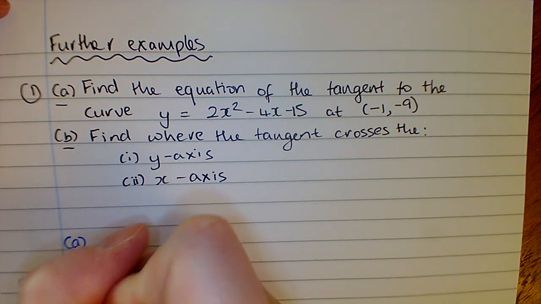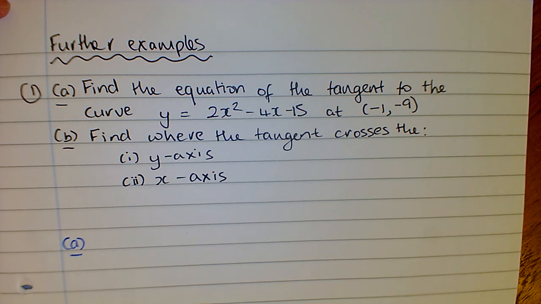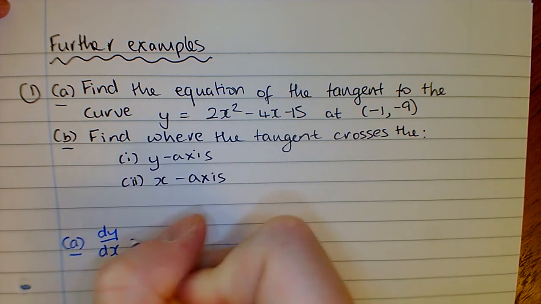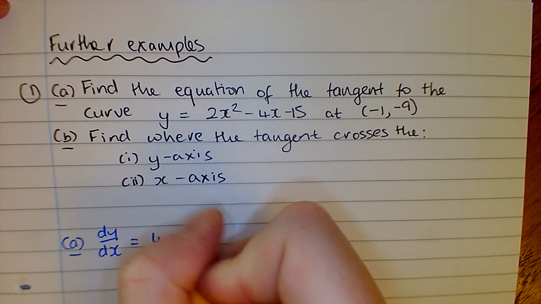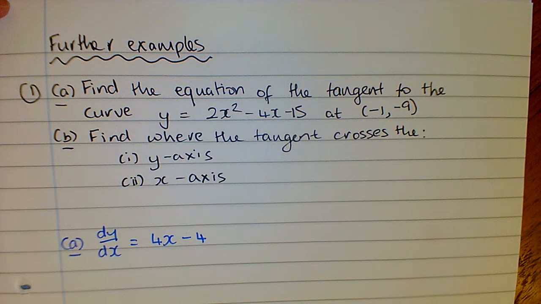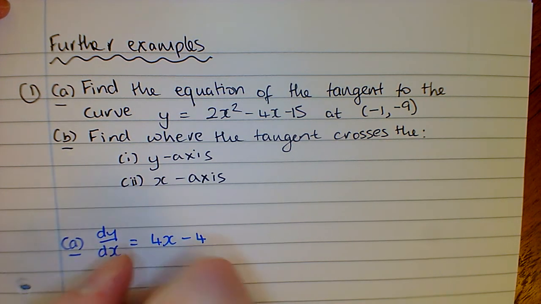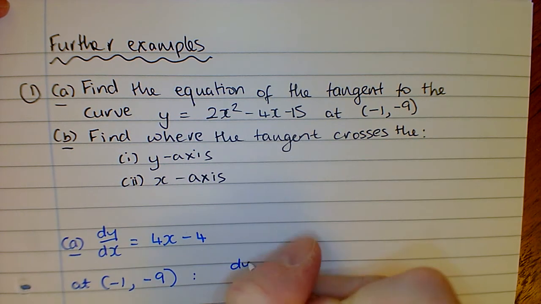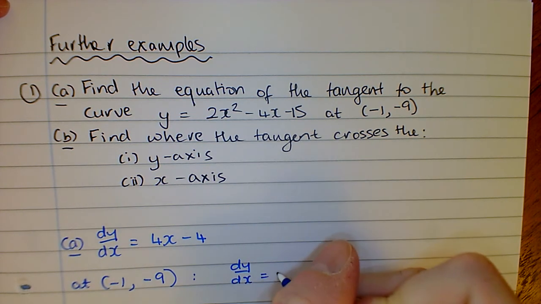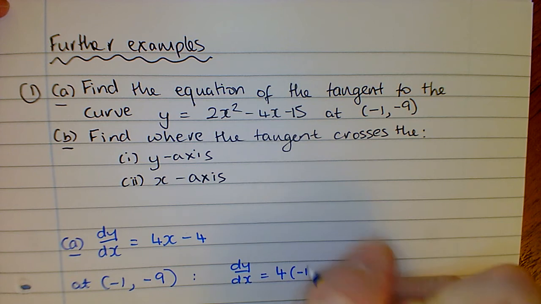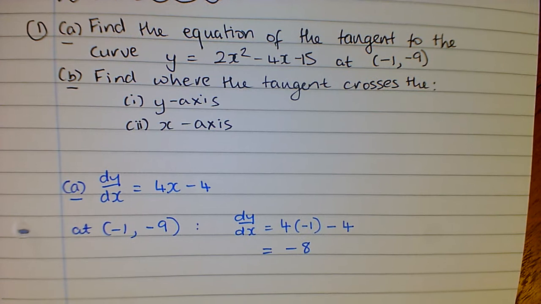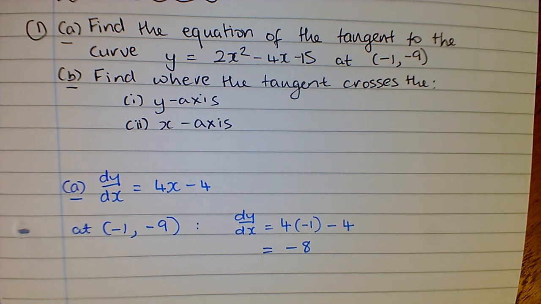So let's take part A first of all and say, okay, it's the equation of the tangent, so I need to differentiate. So dy by dx is 4x minus 4. At the point (-1, -9), dy by dx is going to be 4 times minus 1 minus 4, so that is minus 8. So that's the gradient of our tangent at that point.